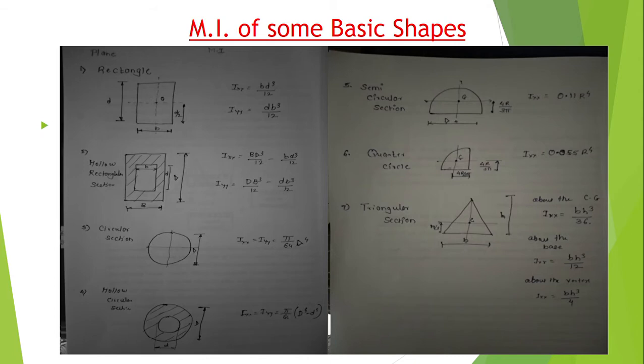And the last one is triangular section. I write here three formulas. The moment of inertia about the CG for triangular section will be bh cube by 36. If they ask moment of inertia of triangle about the base, the formula will be bh cube by 12. And moment of inertia about the vertex for triangular section will be Ixx equals bh cube by 4. So students, you have to keep in mind these basic formulas for the moment of inertia.